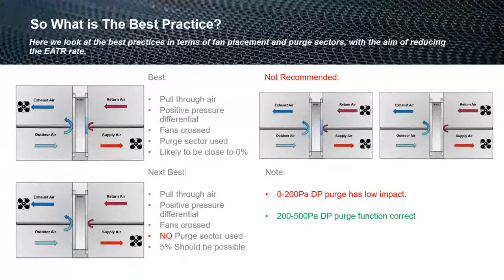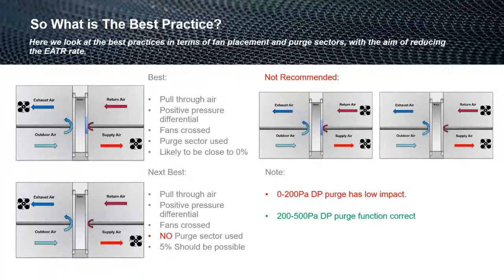So if we have a system like the one in the not recommended section here, where the supply fan is pulling and the exhaust fan is pushing, it creates a negative pressure. It doesn't matter whether we add a purge sector to this or not, it's not going to help this situation. When we look at the differential pressure impact on how effective the purge sector is, we see that between 0 and 200 pascals differential pressure has a low impact on the purge sector, whereas we get a much better impact from a differential pressure between 200 and 500 pascals, which means that the purge sector is functioning correctly.